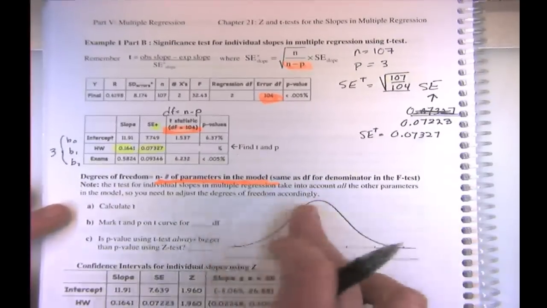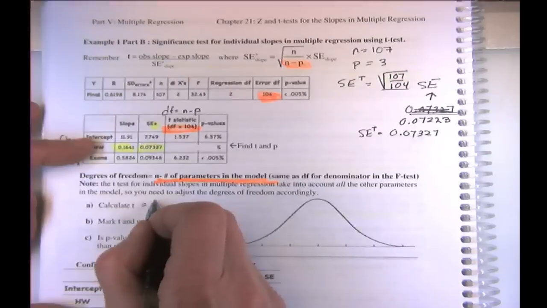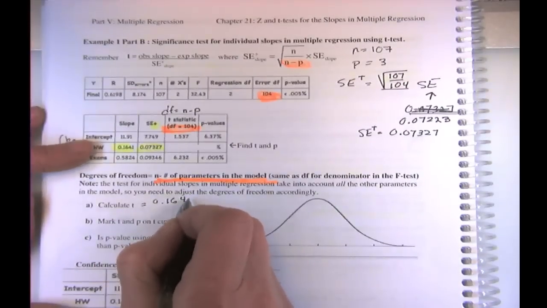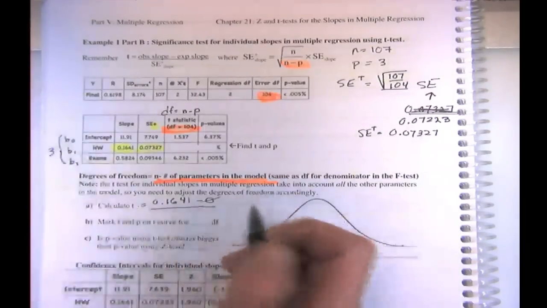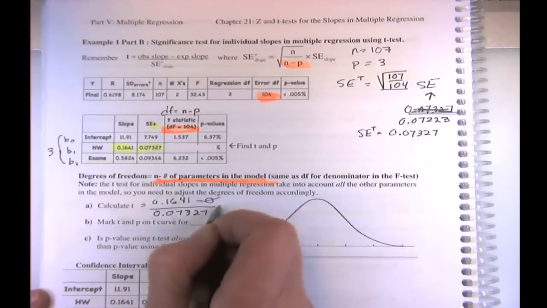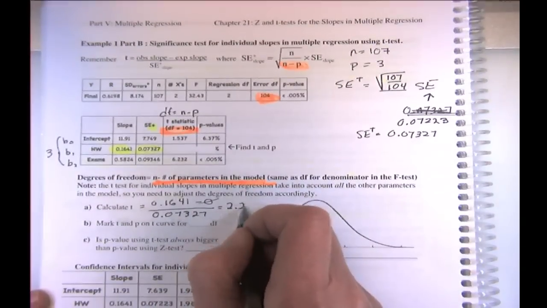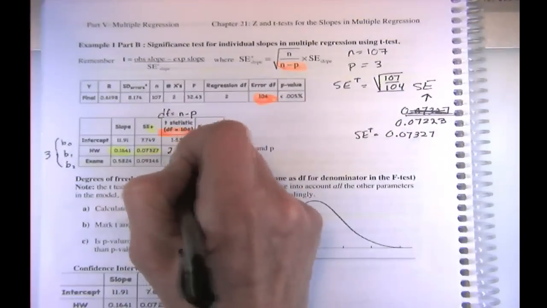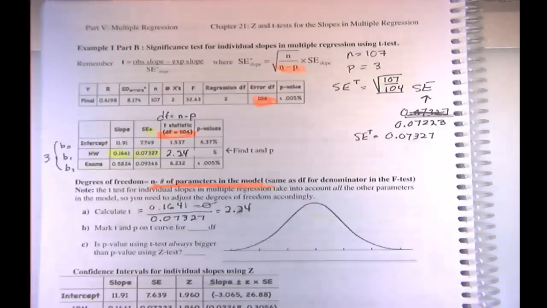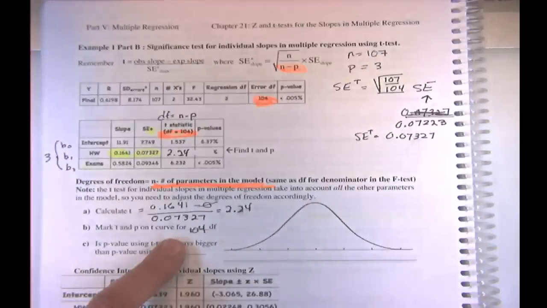Okay? So calculate t. We'll do the same thing. So t is going to be equal to our slope, this part is the same, minus the expected slope. But now you're just going to have a slightly different standard error. This is a little bit smaller, so we're going to get a little bit bigger standard error and a little bit smaller t than what we got before. So this is 2.24 as opposed to before, what did we get? 2.27. Okay, so that's all. So now the degrees of freedom, we said right up here is 104. And now mark T and P.